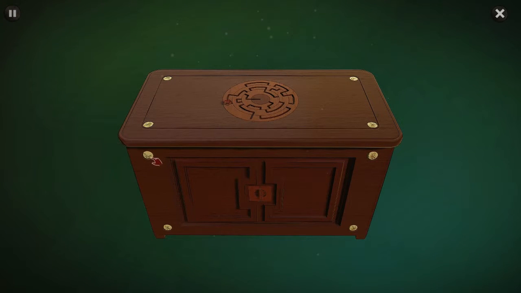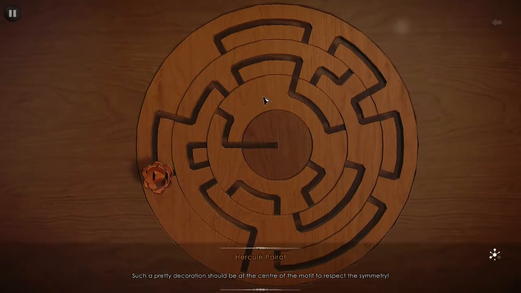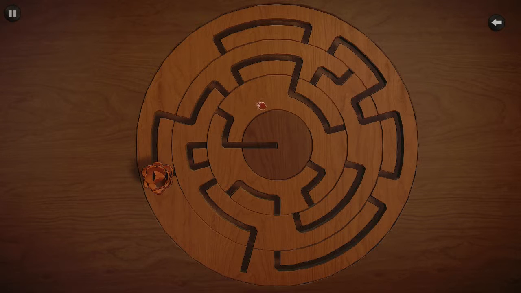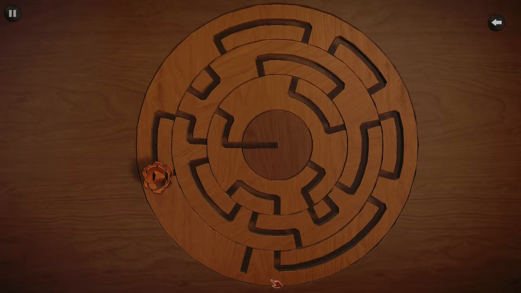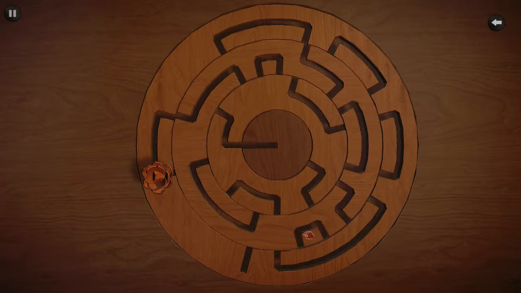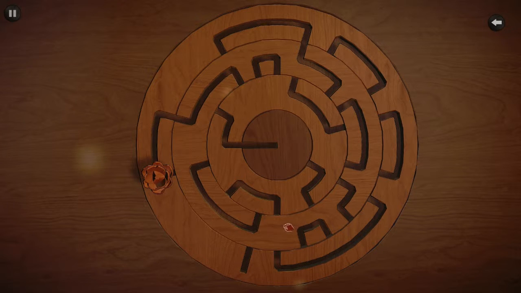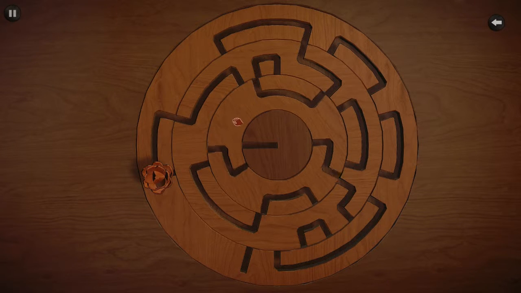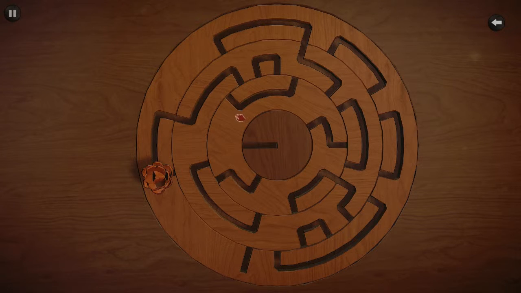Thinking. It looks like a puzzle. Such a pretty decoration should be at the center of the motif to respect the symmetry. Okay. That's not right. I don't think that is right either, but it sounded like something clicked. So I might try and see what will happen if I... No. Now I heard a click again, but it's just not the right position.